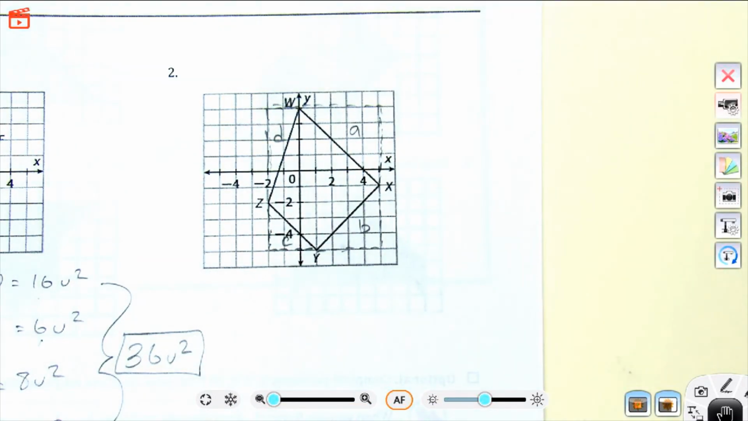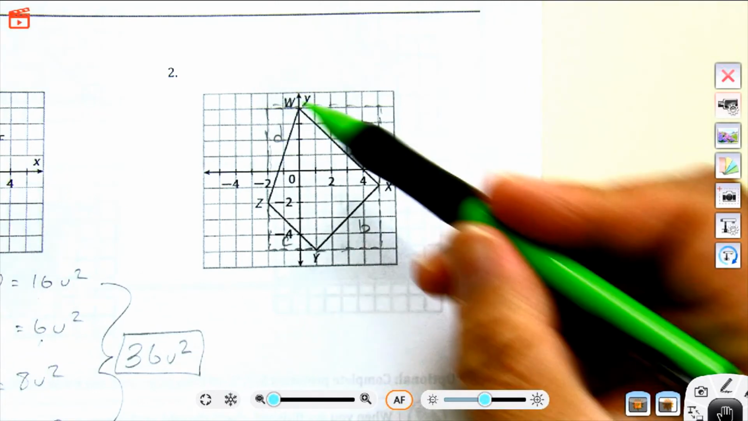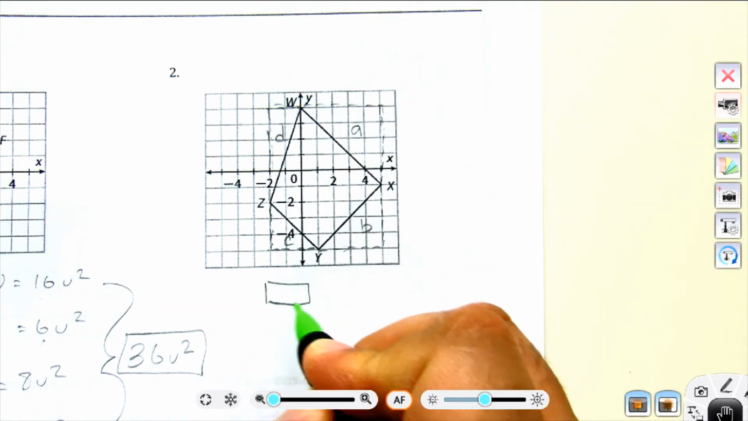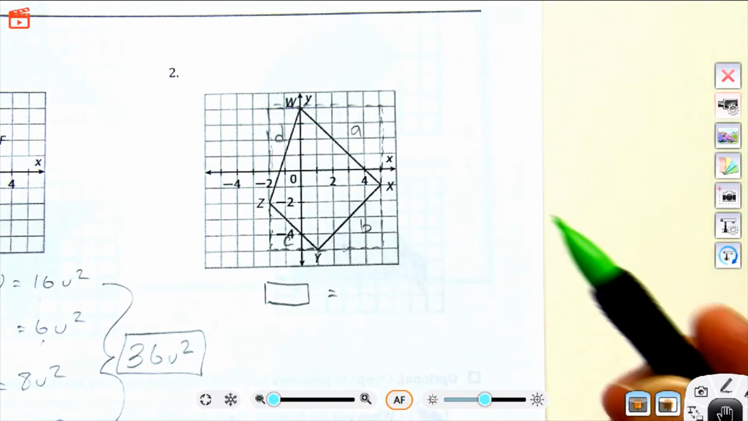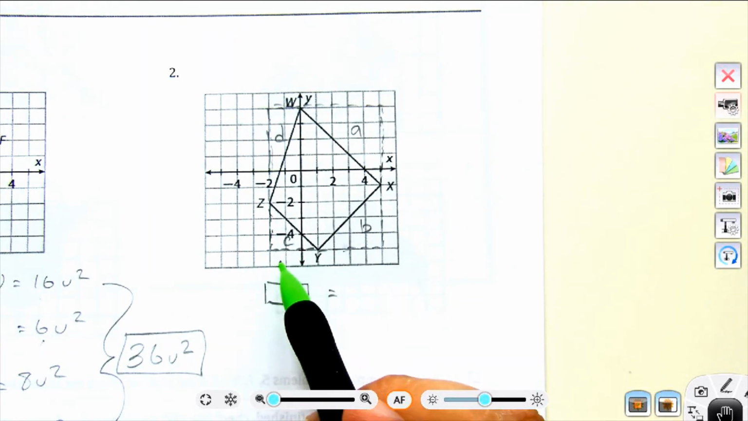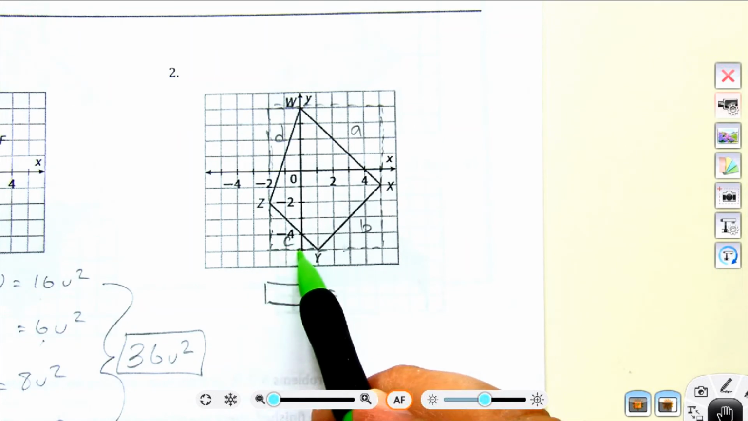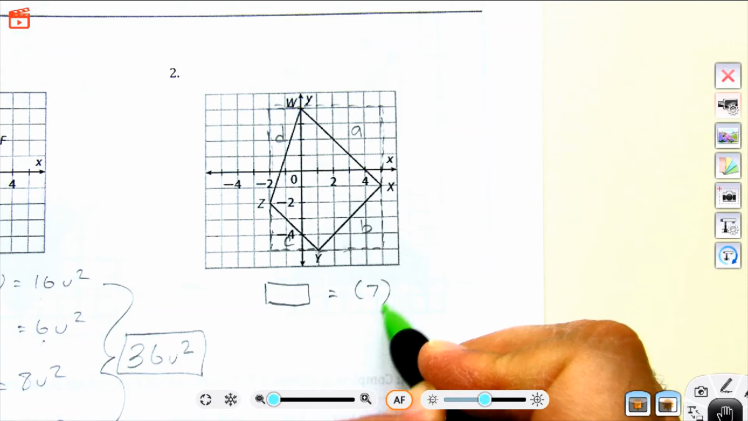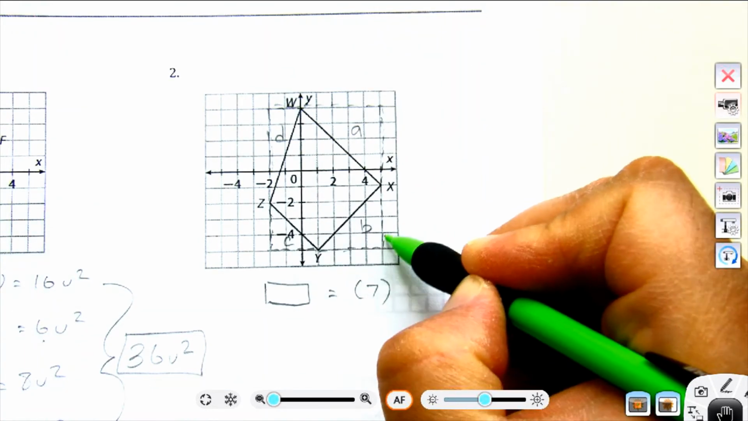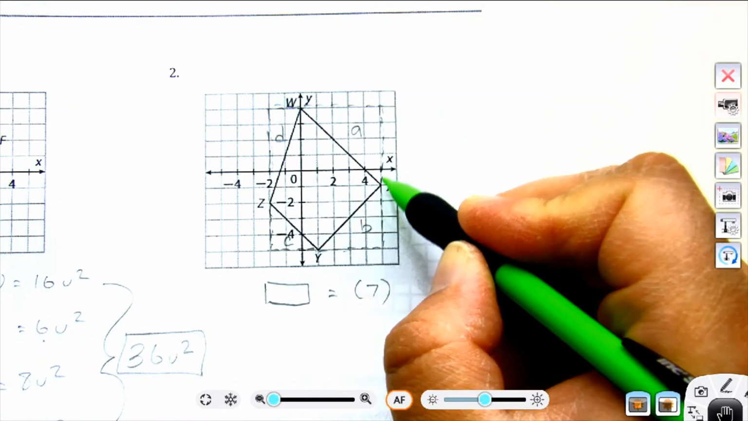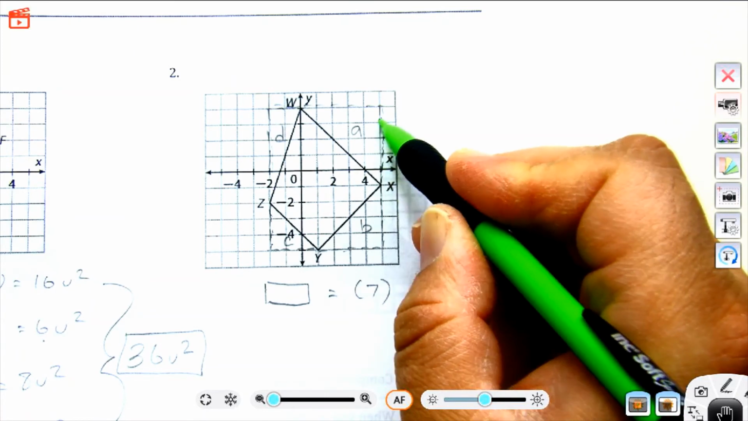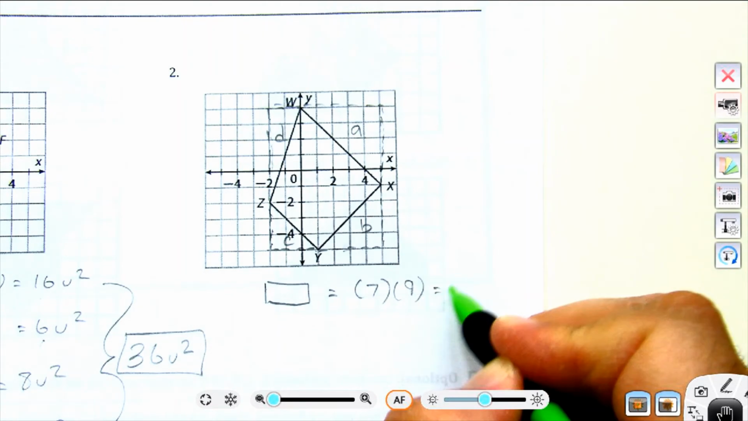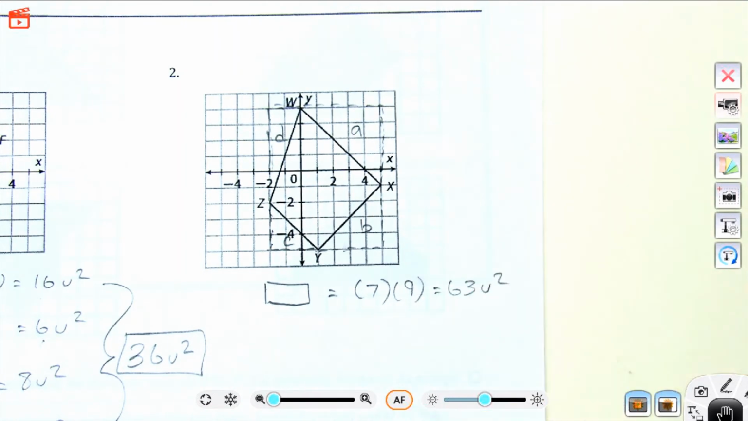So let's start by finding the area of the rectangle. The base of the rectangle would be 1, 2, 3, 4, 5, 6, 7. The height of the rectangle is 1, 2, 3, 4, 5, 6, 7, 8, 9. 7 times 9 is 63, so this is 63 units squared.